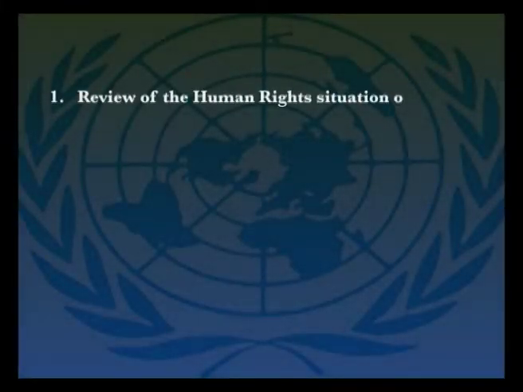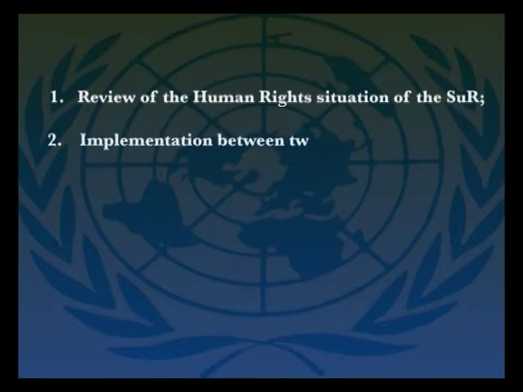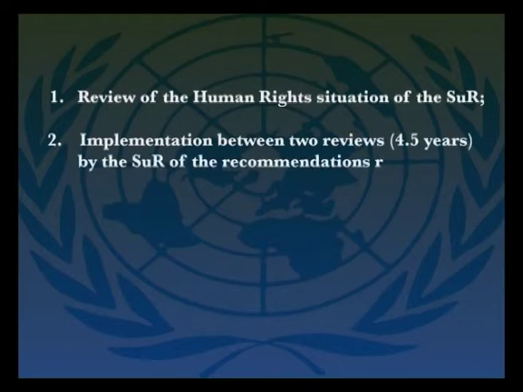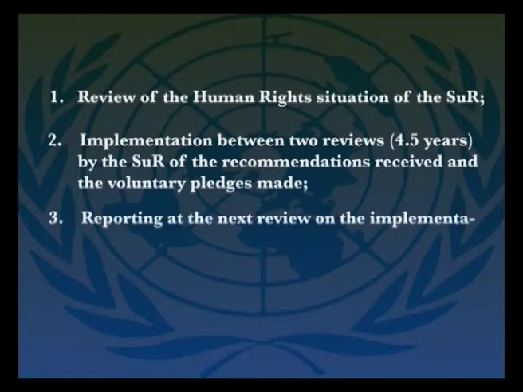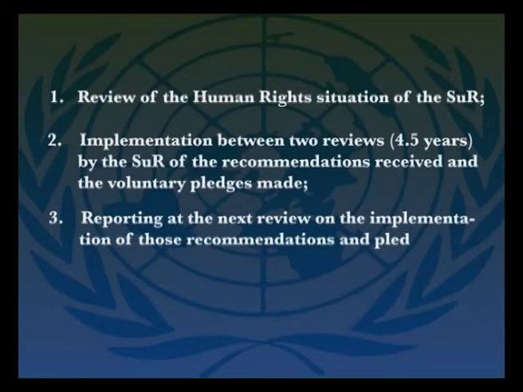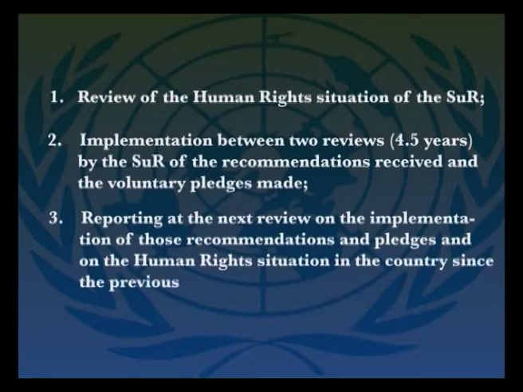The UPR is a full cycle process comprising 3 key stages. 1, the review of the human rights situation of the state under review. 2, the implementation between these 2 reviews, which is a gap of 4.5 years, where the recommendations and the voluntary pledges made are supposed to be implemented. 3, reporting at the next review on the implementation of those recommendations and pledges and on the human rights situation in the country since the previous review.